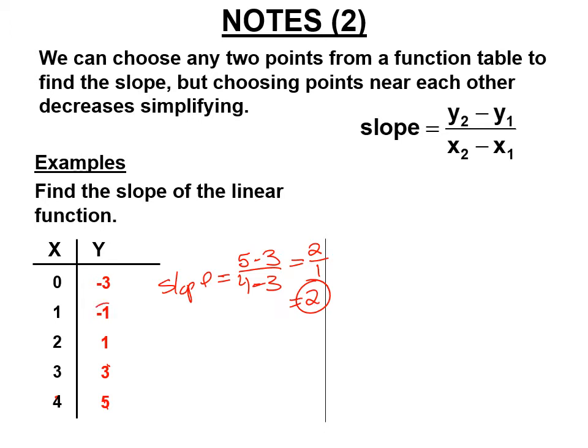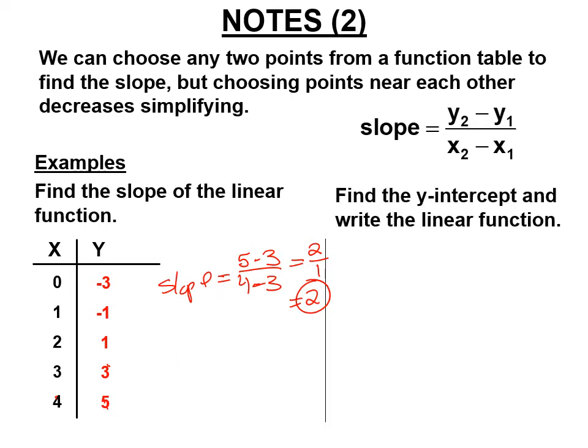And you could do it anywhere. If I do it there, 1 minus negative 1 over 2 minus 1, I will get the same 2. Any 2 points next to each other will get you that 2. If you pick 2 that are not next to each other, you'll have to simplify. All right, so now, given what we know, we found the slope. Can you look at it and find the y-intercept? Yeah. So we can look at that table, and now we can write a linear function.